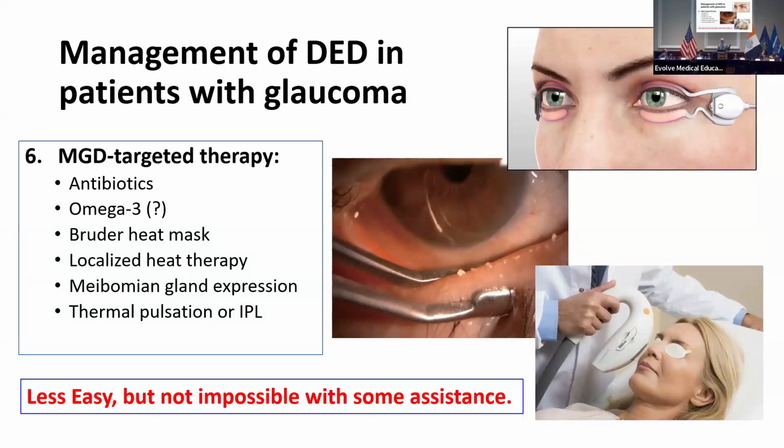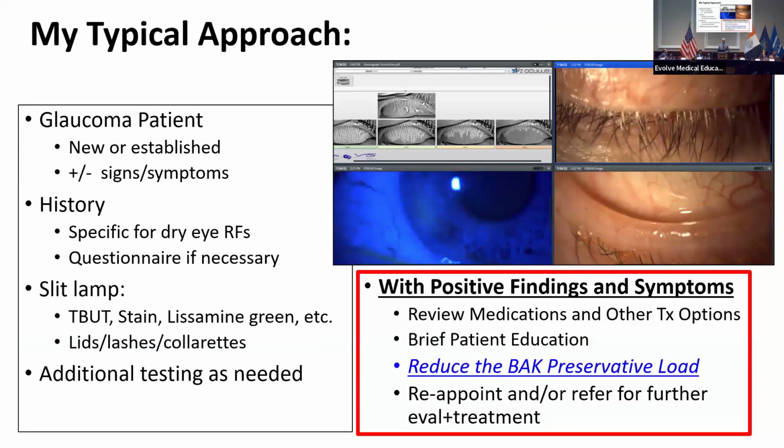This is really going to the next level. Bruder masks, heat therapy, meibomian gland expression, thermal pulsation or IPL. These are the things that really get to the heart of the matter, which is often meibomian gland dysfunction. It's certainly less easy, not going to be easily integrated into a busy glaucoma practice, but I think I'll have some solution for you for that.